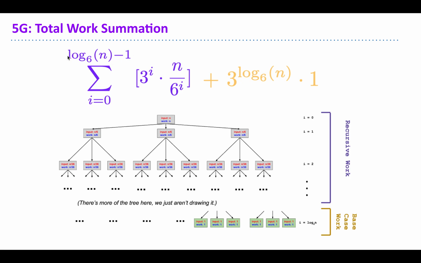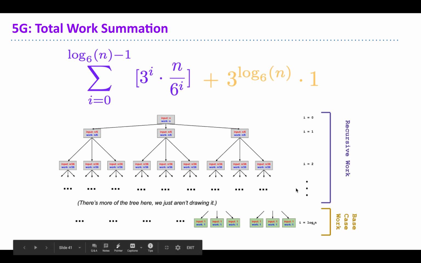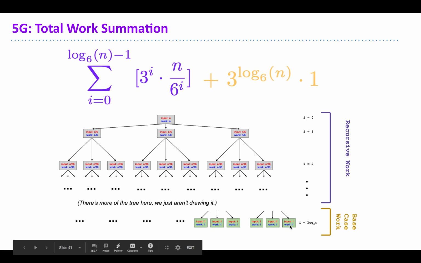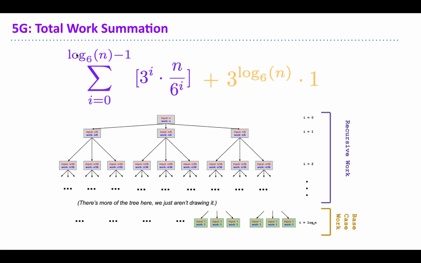What's the last recursive level here? In general it's hard to think about. We did i equals 0, 1, 2, but when does it stop? Well, the last recursive level is just the one level before the base case. The level right before the base case would have been recursive because it would have spawned off these 3 nodes, but then we're done and we're not going to have any more recursive levels. So the top of our summation is log base 6 of n minus 1, because we're saying go from 0 to the level right before the base case. All of these are recursive levels.